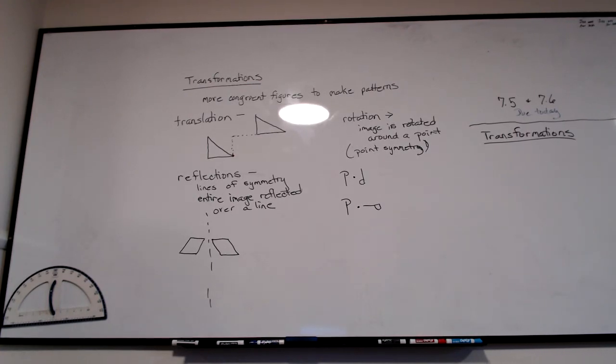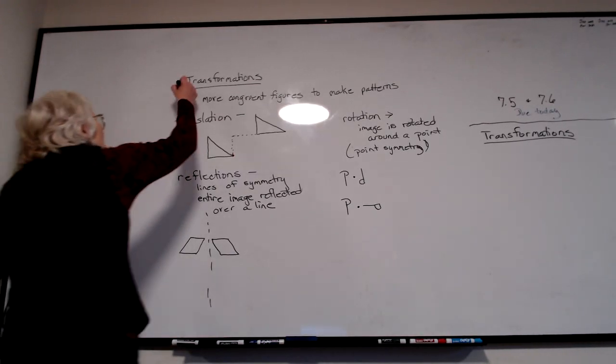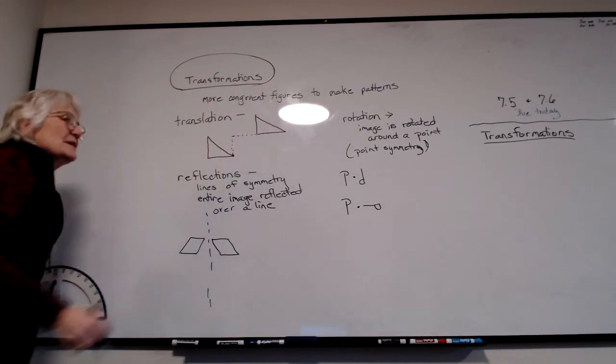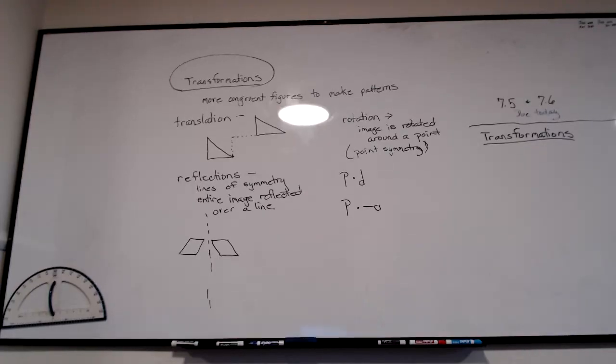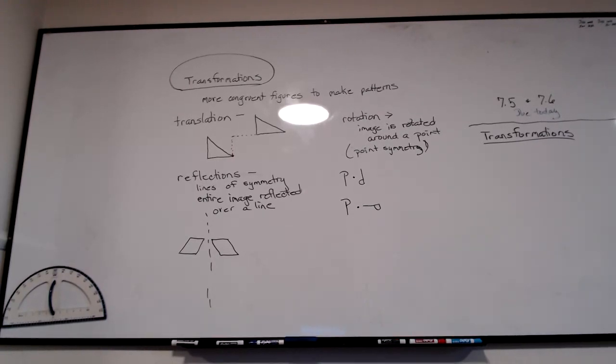So there's translations. These are all in the category of transformations. Transformation is when these are congruent figures. You're moving them in different ways to make patterns. Okay. So that's what you're looking at there.